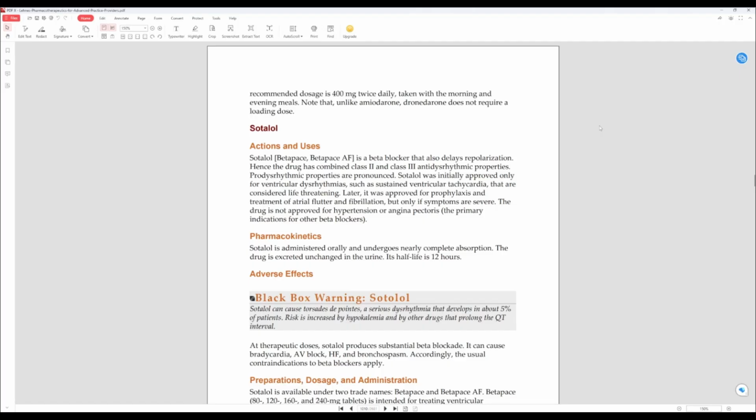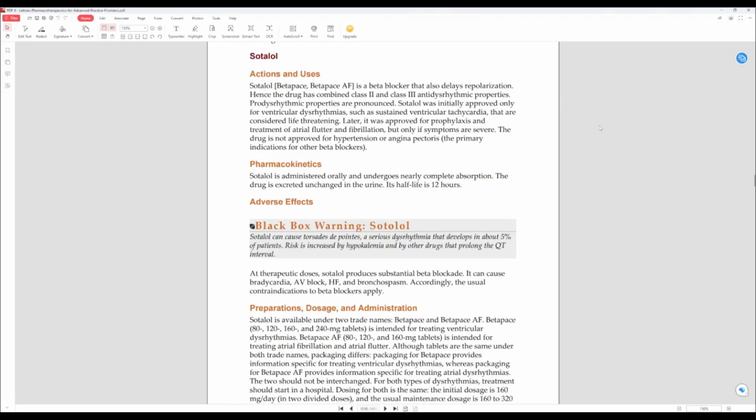Pro-dysrhythmic properties are pronounced. Sotalol was initially approved only for ventricular dysrhythmias, such as sustained VTAC, that are considered life-threatening. Later, it was approved for the prophylaxis and treatment of A-flutter and AFib, but only if symptoms are severe. The drug is not approved for hypertension or angina.